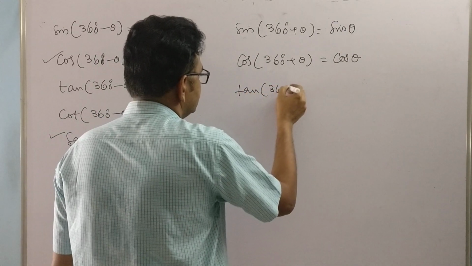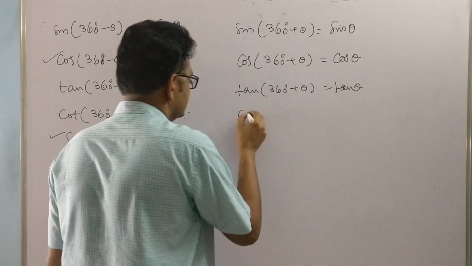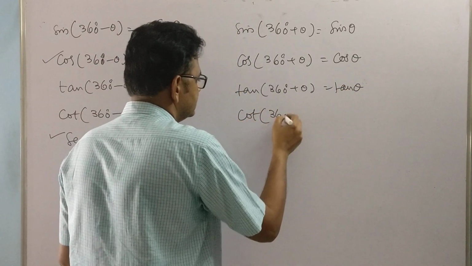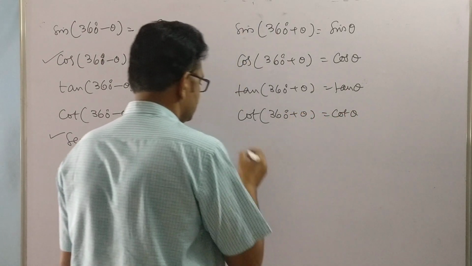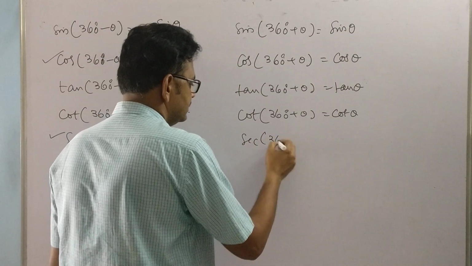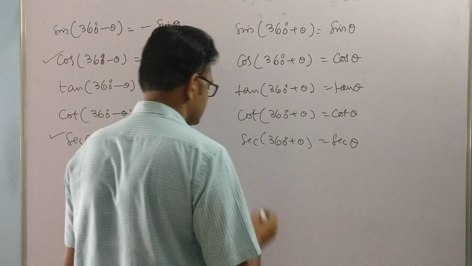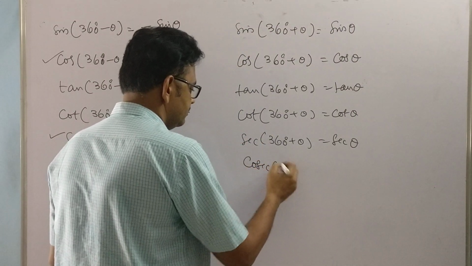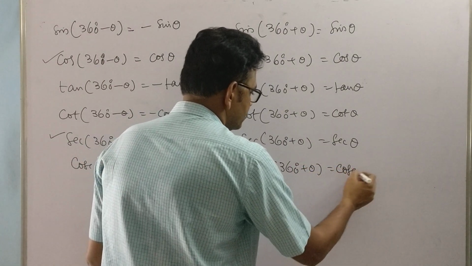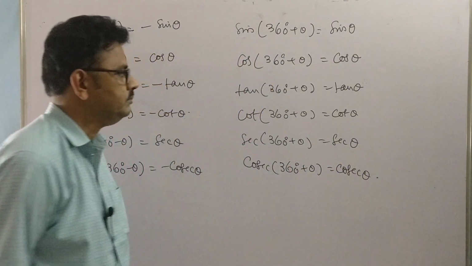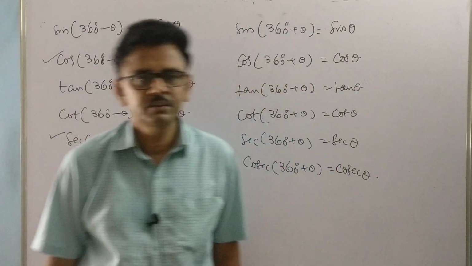Tan of 360 degrees plus theta is equal to tan theta. Cot of 360 degrees plus theta is equal to cot theta. Secant of 360 degrees plus theta is equal to secant theta. And cosecant of 360 degrees plus theta is equal to cosecant theta. So these identities are very important while solving the problems. Okay, thank you.